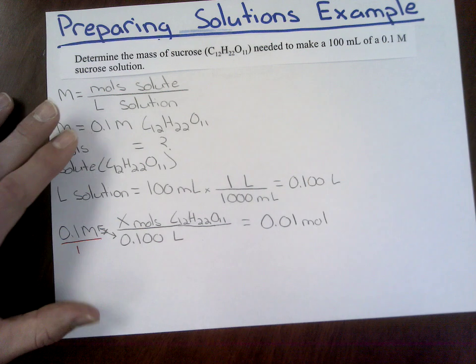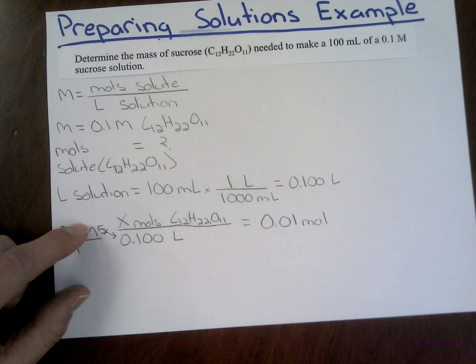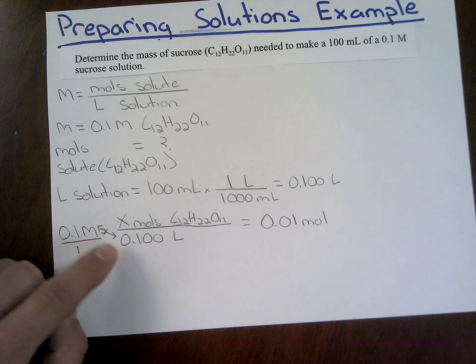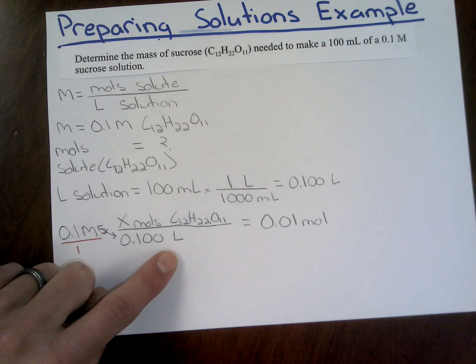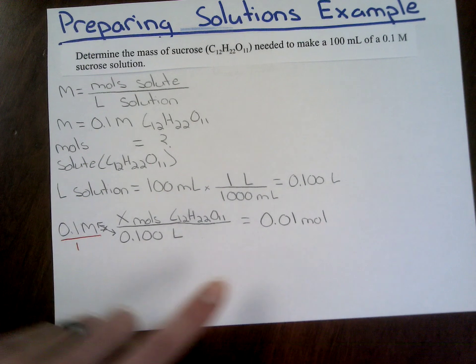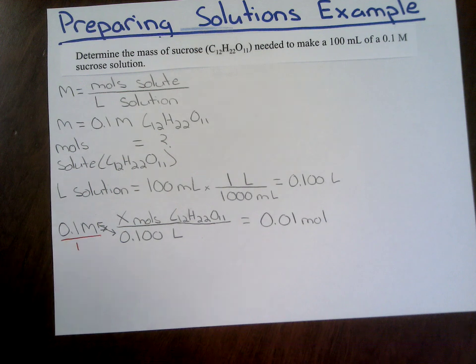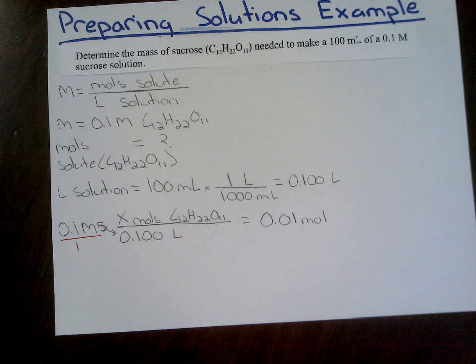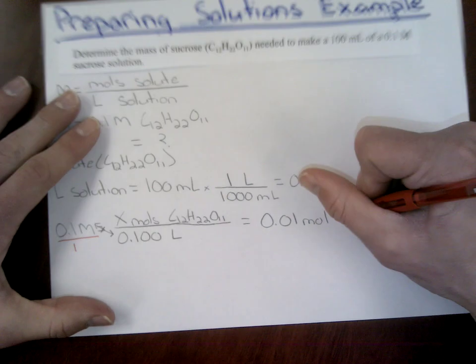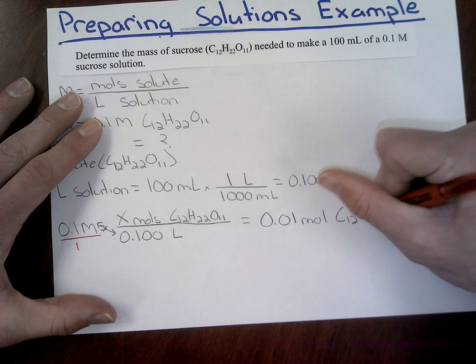If we think about the units, remember, molarity is equal to moles over liter. So that would be moles over liter times liter. The liters would cancel out, and you'd be left with moles. And then 1 times X is just X. So this would actually be 0.01 moles of our sucrose here.